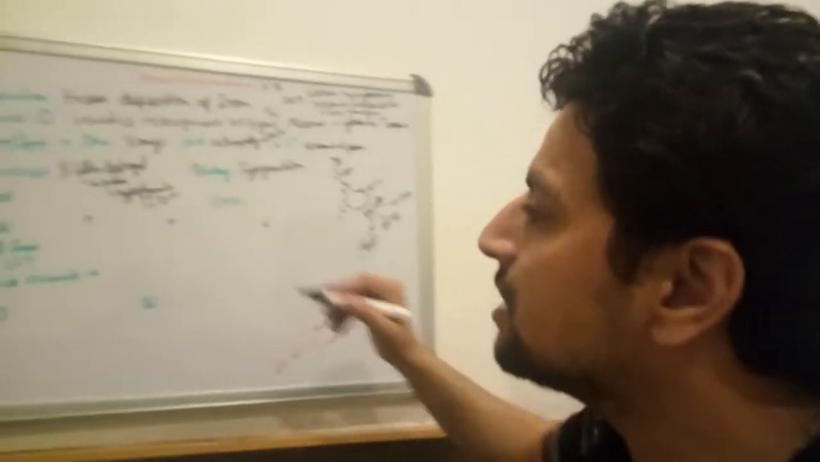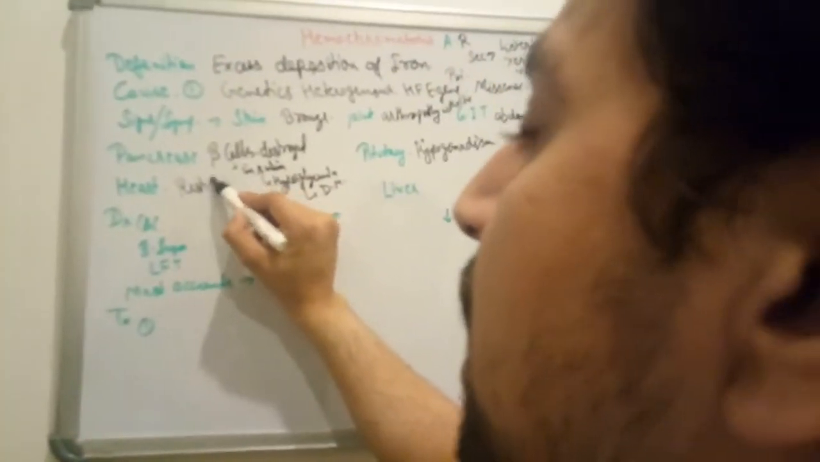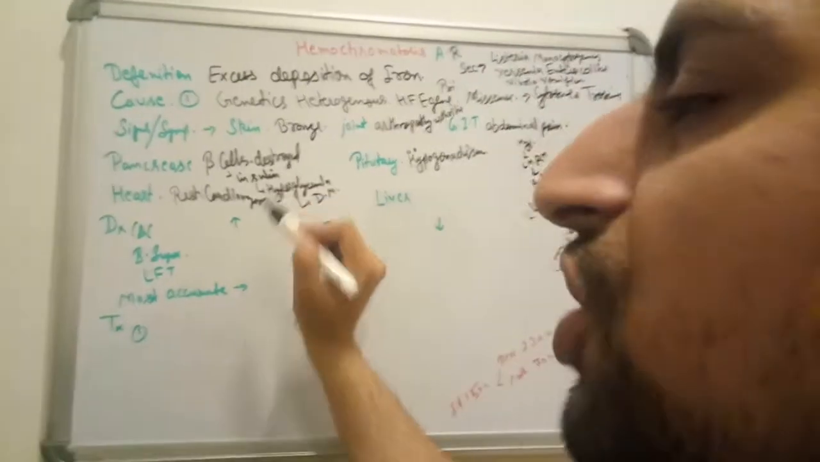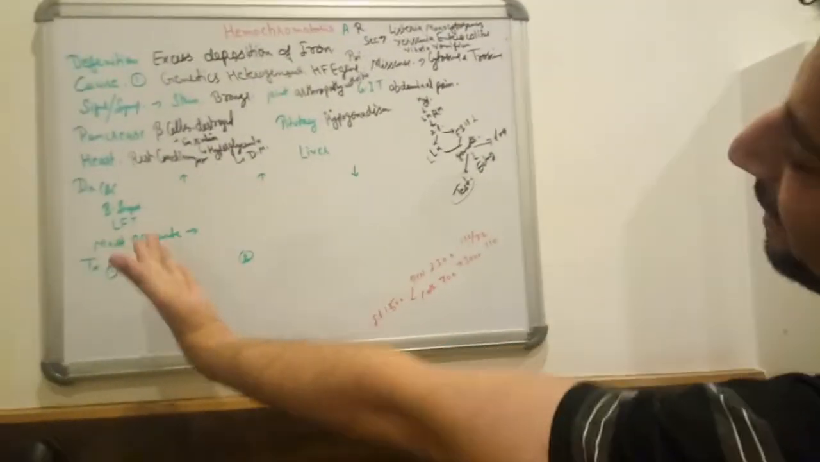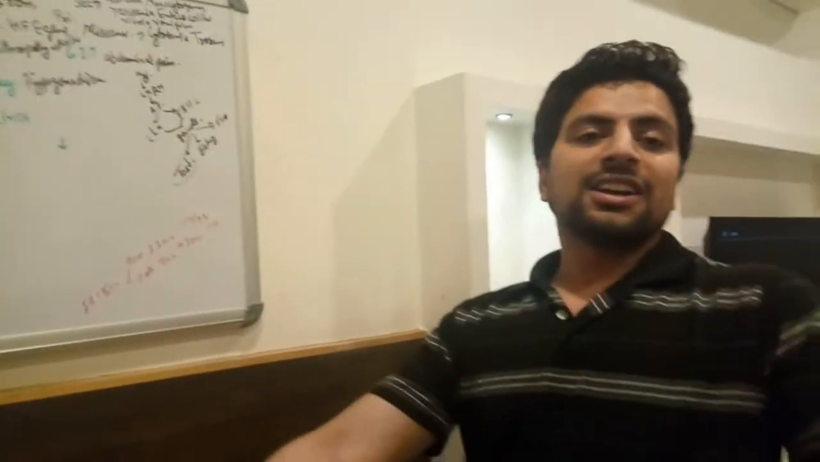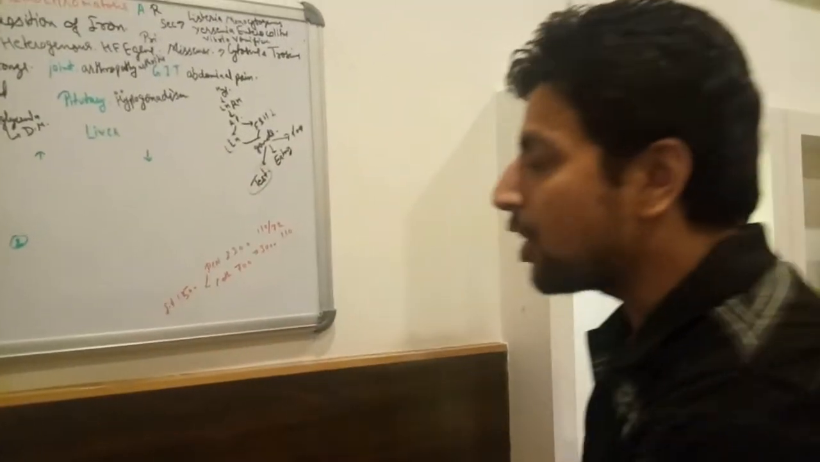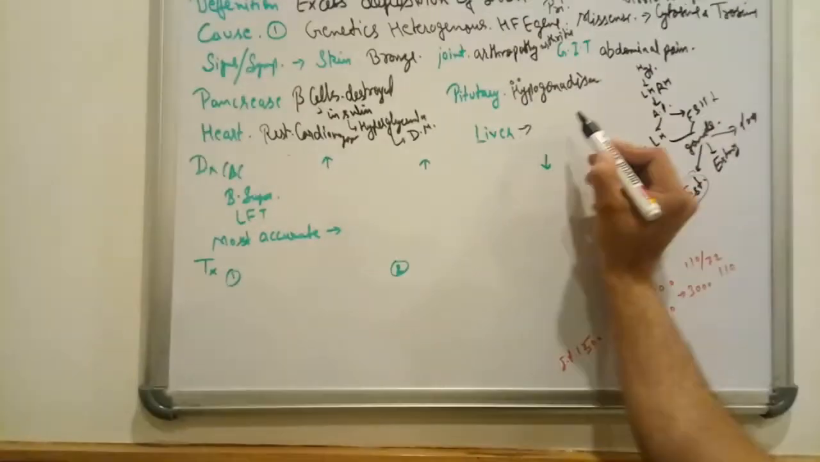On the heart, it causes restrictive cardiomyopathy. Why restrictive cardiomyopathy? Because there is accumulation of iron in the heart. See, in the whole body, in the liver, there is accumulation of iron, which causes what?